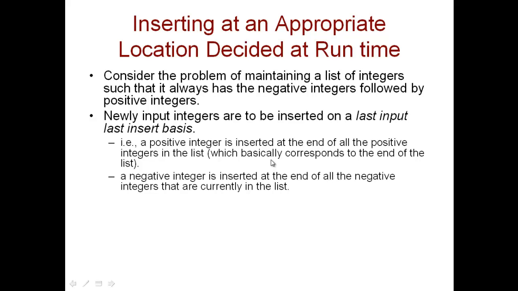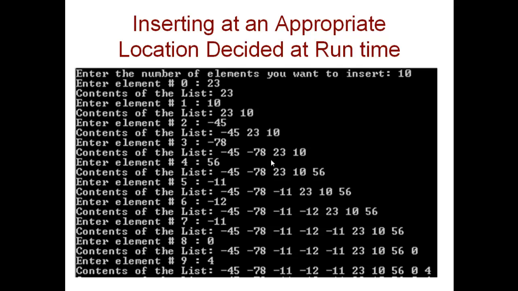That means if a user enters a positive integer, it should be inserted all the way at the end, because you want to maintain a list of negative followed by positive. On the other hand, if the user inputs a negative integer, you want to be able to insert it as the last negative integer in the list. So for example, if the number of elements you want to store is 10, you get that as input from the user and ask the user to enter each element.